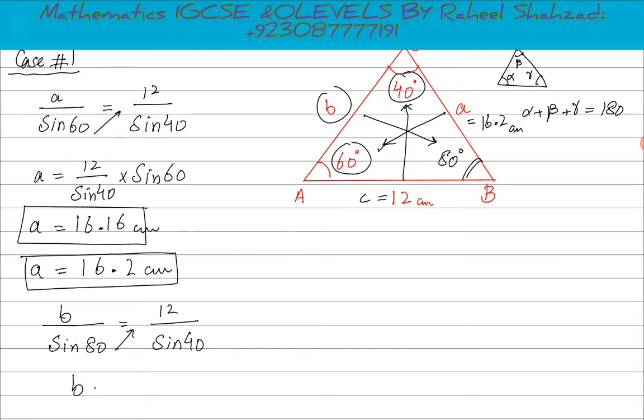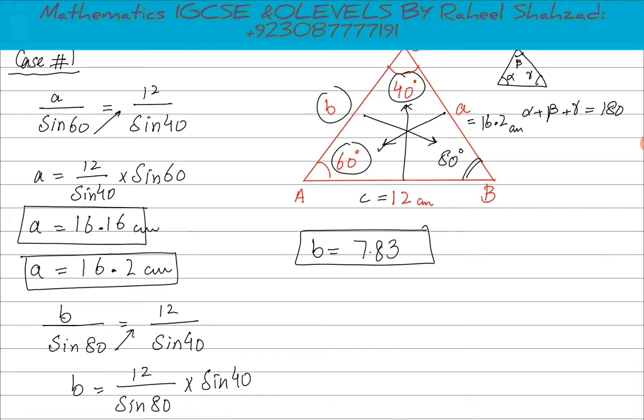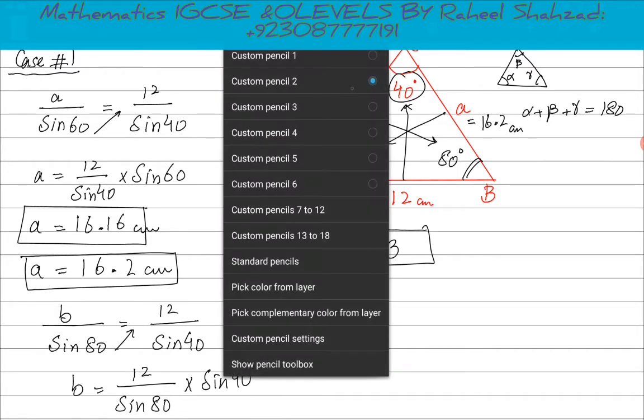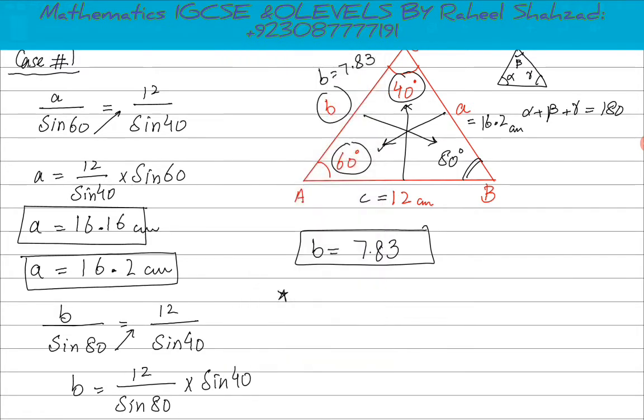So B will be equal to 12 divided by sine of 80 times sine of 40, and length B is going to be 7.83. So length B is equal to 7.83.